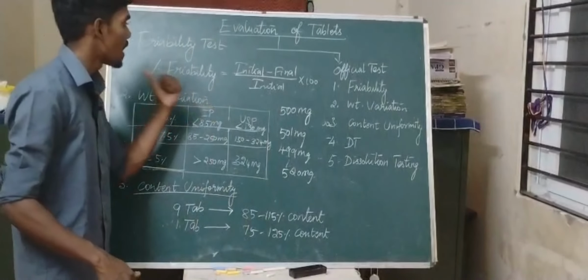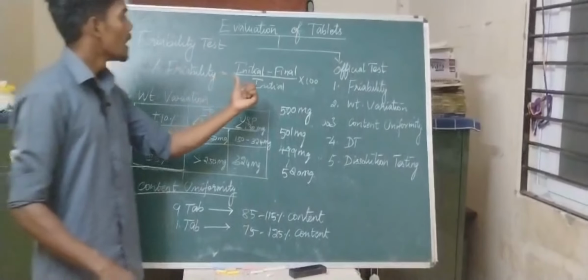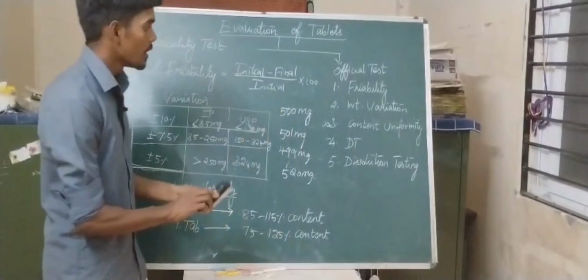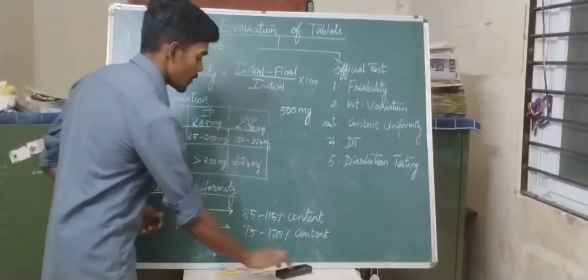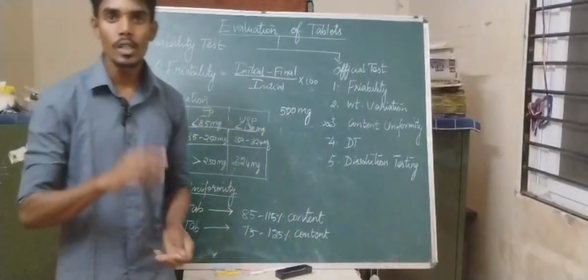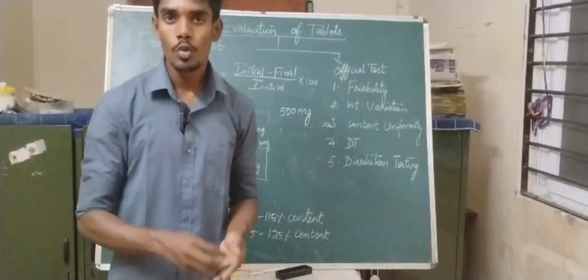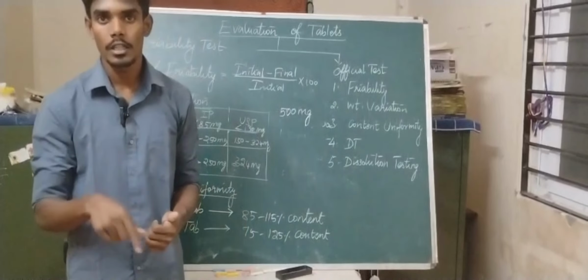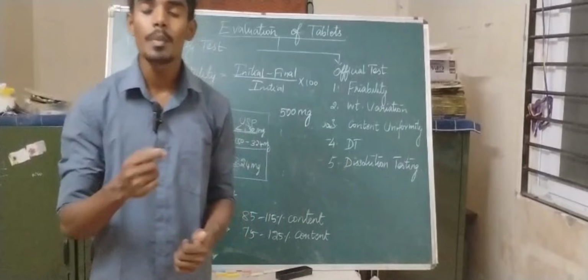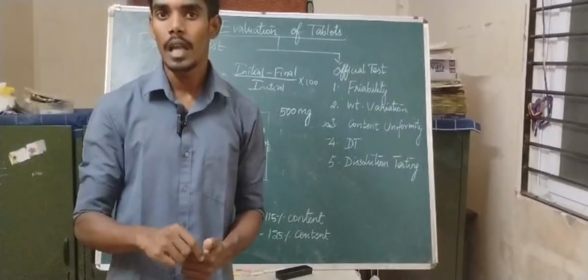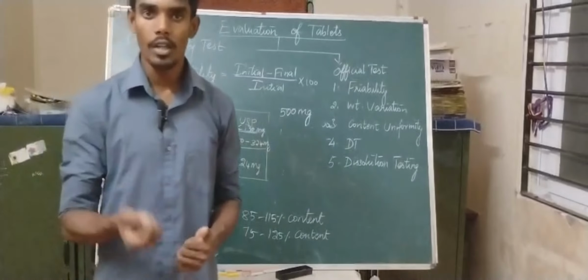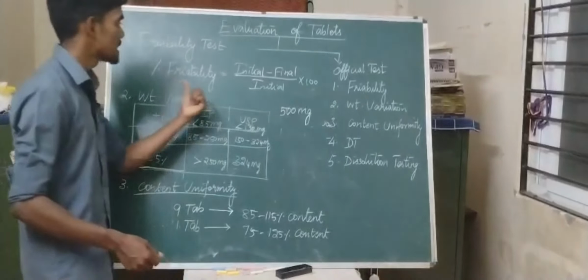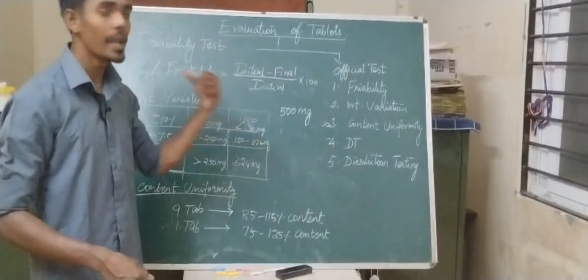So here we have the formula: percentage of friability is equal to initial weight minus final weight, divided by initial weight, into 100. For example, consider we have a 500 mg tablet. We introduce that 500 mg tablet into the friabilator, and it revolves 100 revolutions. After the 100 revolutions, there may be some shock and abrasion imparted on the tablet, so due to the shock there may be a particle loss in the tablet. In order to determine this, we use the friability formula: percentage friability is equal to initial minus final by initial into 100.